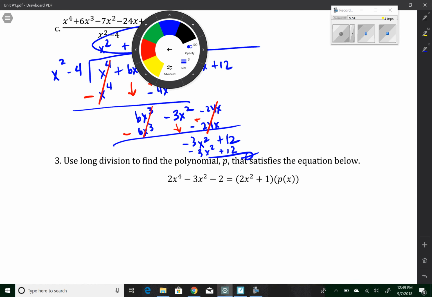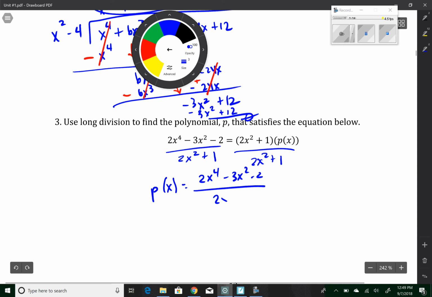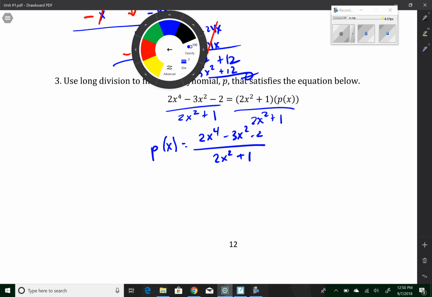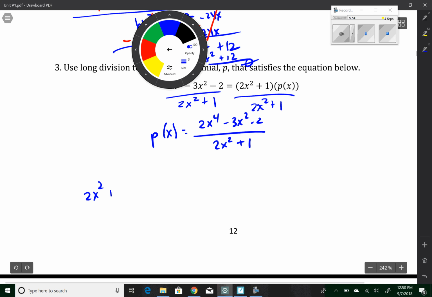Number 3 is an interesting question. It's a long division question disguised a little bit, but it's still just division. So if I divide this by 2x squared plus 1, I now know that p of x is equal to 2x to the fourth minus 3x squared minus 2 divided by 2x squared plus 1. So if I want to know what p of x is, I just have to do some division. So if I do 2x squared plus 1 divided into 2x to the fourth minus 3x squared minus 2.